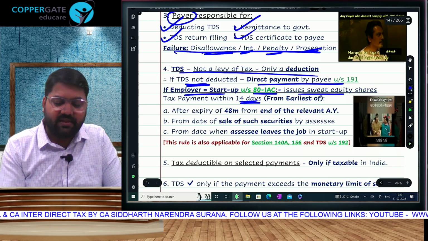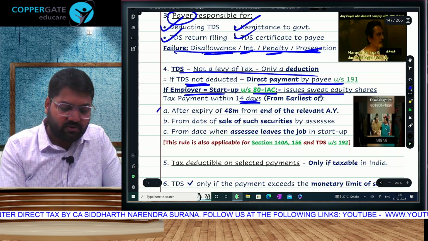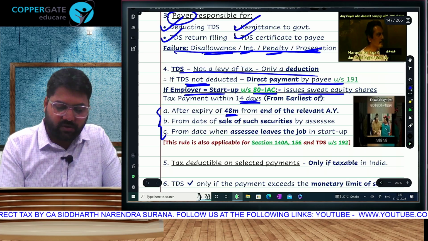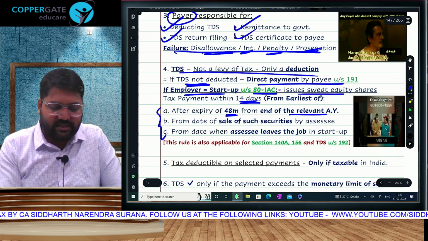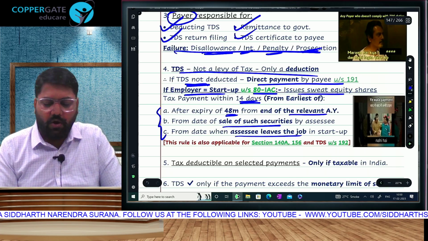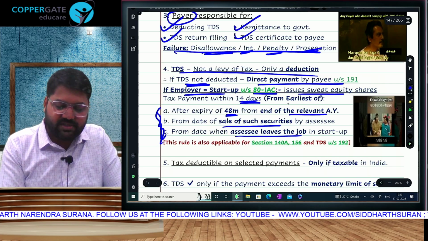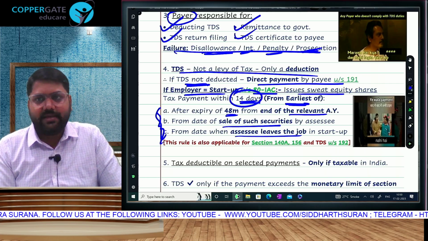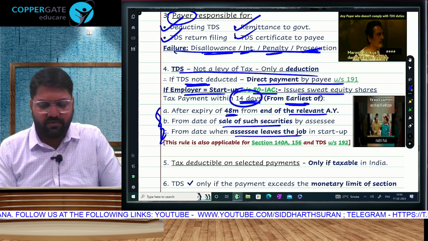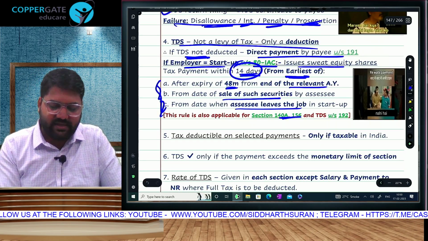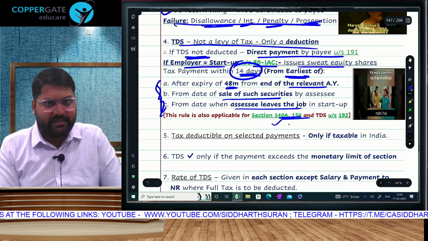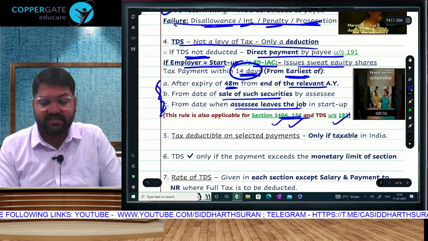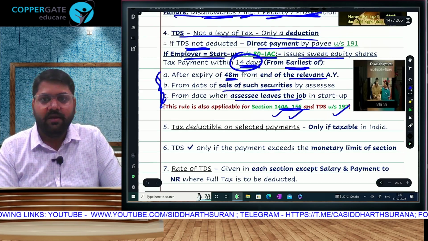You have to pay it within 14 days from the earliest of 3 events. So what are the 3 events? 48 months from the end of the relevant assessment year, sale of the security or leaving the job. Out of these 3, whichever is earlier, within 14 days of that you have to make this tax payment. If you are an employee of a startup, then on the sweat equity issued to you, as I said, this rule is also applicable for collection of self-assessment tax, sending demand notice, and for the employer also if he is deducting TDS.